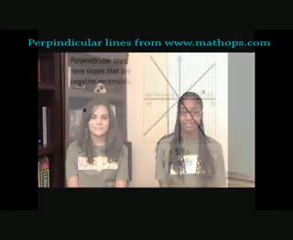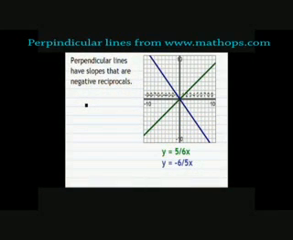Let's look at some. When you write a reciprocal, you flip the fraction upside down. The reciprocal of 5/6 is 6/5. To create a negative reciprocal, you just multiply it by -1. So 5/6 and -6/5 are negative reciprocals. The lines y equals 5/6x and y equals -6/5x are perpendicular to each other.